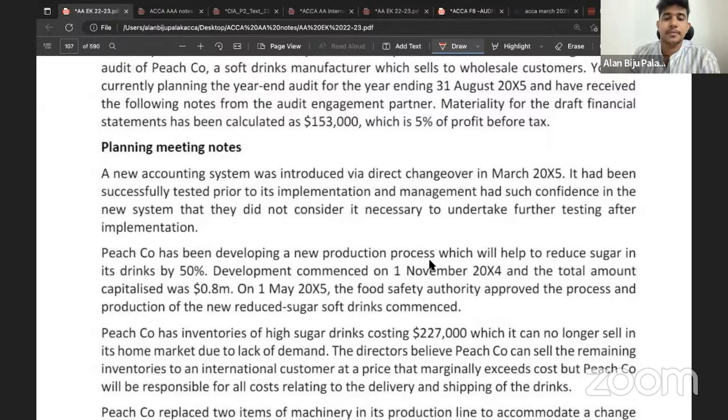What all are the issues here? A new accounting system was introduced. Well, they have introduced a new accounting system. And what's the problem regarding that?